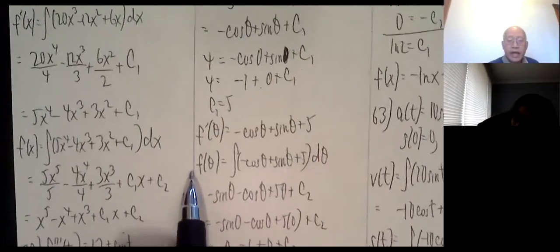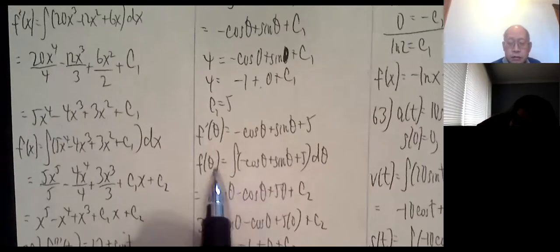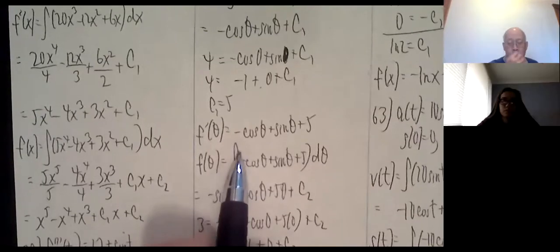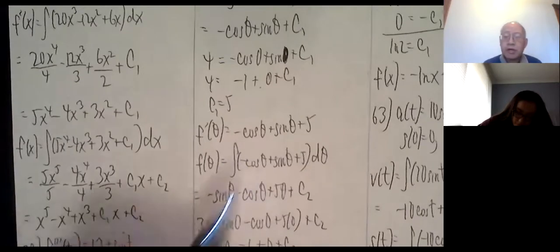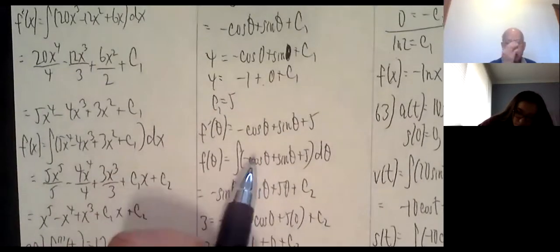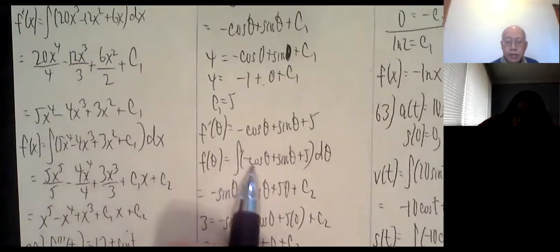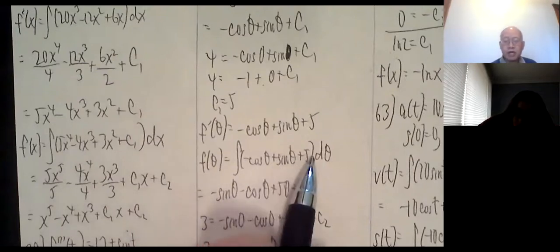Now I want f of theta. So I integrate one more time. Second antiderivative. We did a second derivative. We're now going to do a second antiderivative. So I integrate negative cosine theta plus sine theta plus 5 d theta.